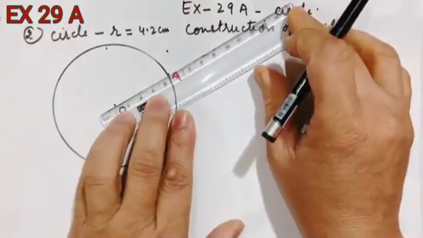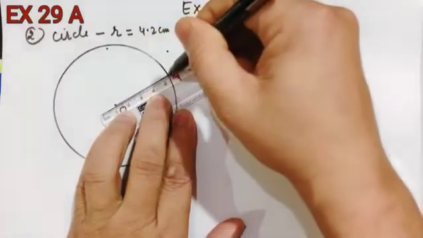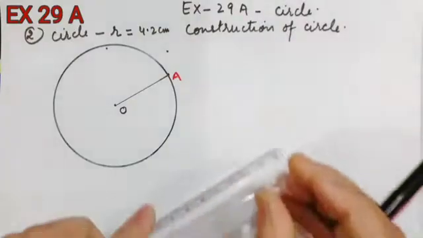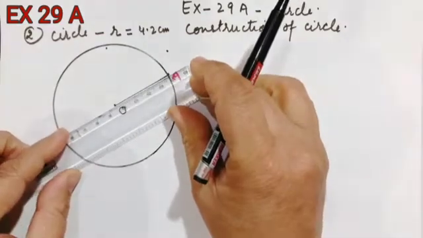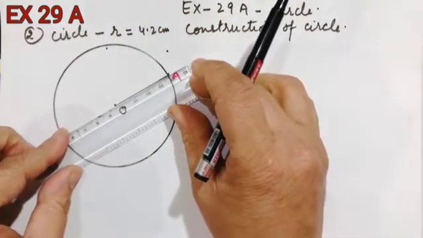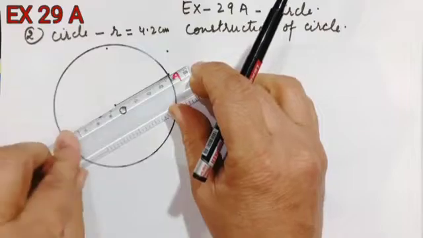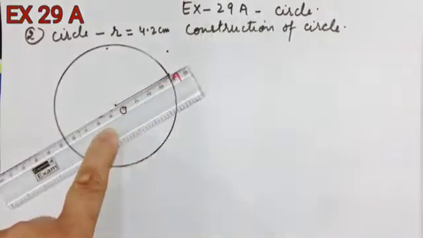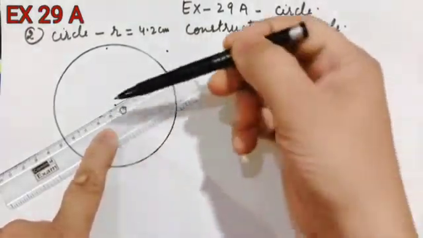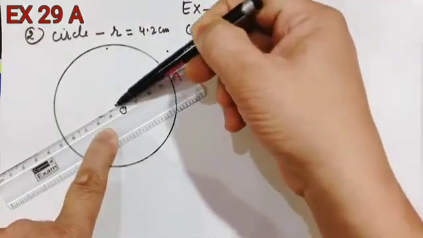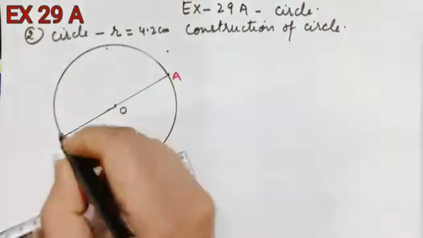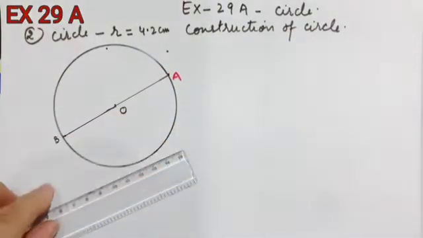I am using a scale to join it. I have used a scale to join AO, and then they are saying that join AO and extend it till it meets B on the circumference of the circle. So this was the length we were supposed to join first, and then they say that you extend it, so that this point should meet B over here on the circumference.